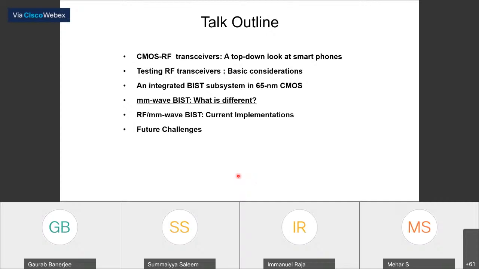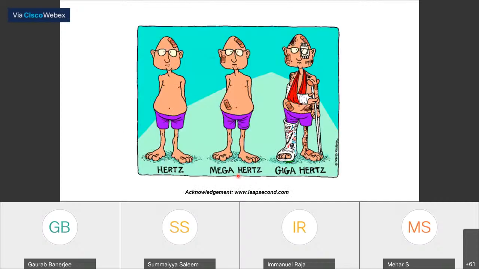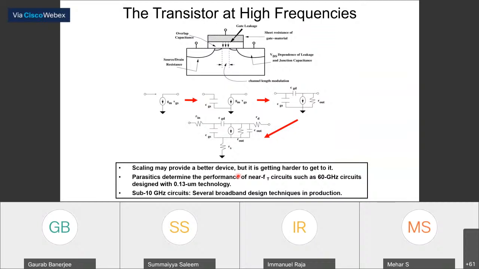So what happens in millimeter waves? What is different? I think many of you may have seen this cartoon, which essentially says that it hurts to do low frequency design, but it hurts a lot if you're trying to do high frequency design. Why? Because the transistor at high frequencies is no longer what it used to be at low frequencies.